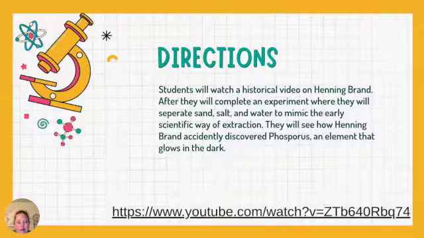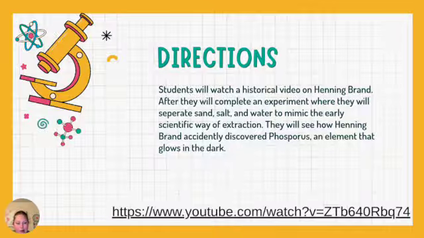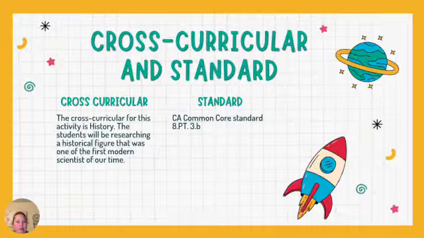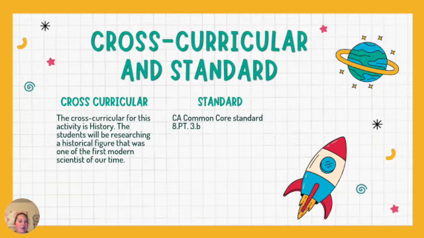I have attached the YouTube link for this activity, so we will watch the video and then we will do the experiment. The cross-curricular for this activity is history. The students will be researching a historical figure, who happens to be one of our first modern scientists of our time. The California Common Core Standard is 8.pt.3b.